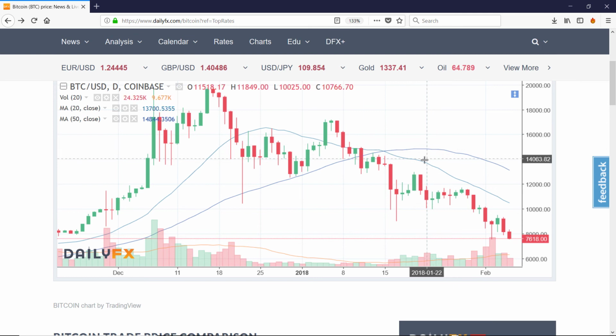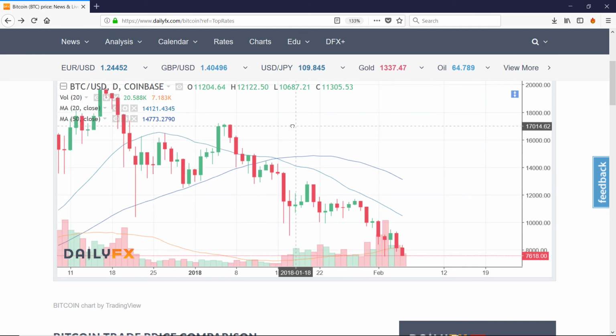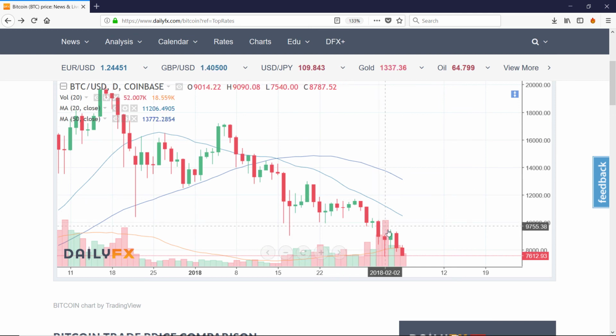And now we have the 10 below the 20, which is more bearish. So at the moment, the moving average indicators are bearish. And if you follow the trend is your friend, you just want to be short Bitcoins until the charts change. So would I enter at this level? It's probably not a bad idea, but you'll probably get better ones.